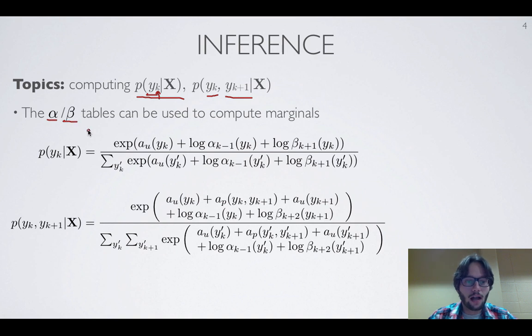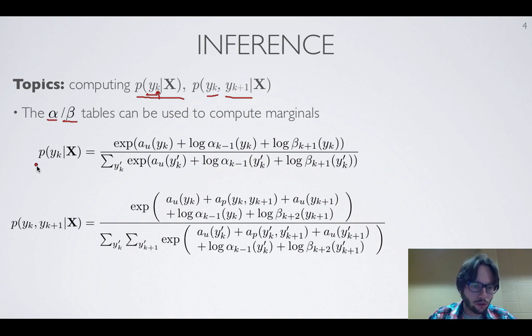So remember that the alpha table essentially gives us the value of the log of the sum of the exponentiated log factors for all the potential labels to the left of a given position, and the beta gives us a similar computation, so the log beta table is going to give us the log of the sum of the exponentiated unary and pairwise potentials to the right of some given position.